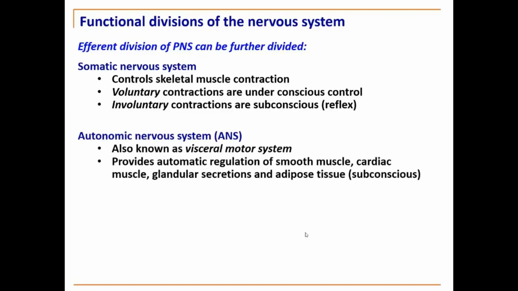You then have the autonomic nervous system, and this is also known as the visceral motor system, so visceral organs, if you're thinking about internal organs. So autonomic is providing automatic regulation of your smooth muscle, cardiac muscle, glandular secretions, adipose tissue. You can't control this, okay? You have no control over it at all.